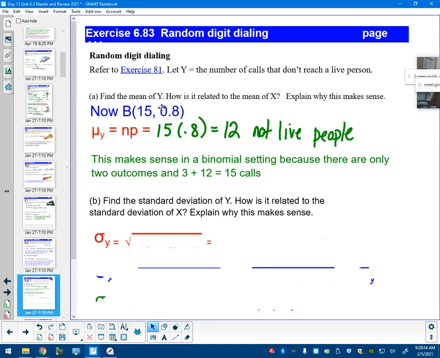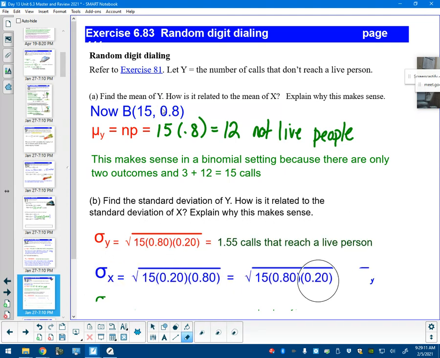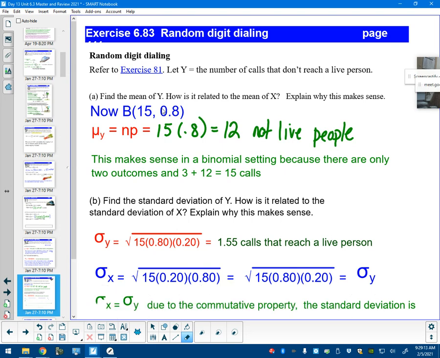All right. For the standard deviation, guess what happens when you go to calculate the standard deviation? It stays the same. And why does that make sense? Well, that makes sense because of 2 things.